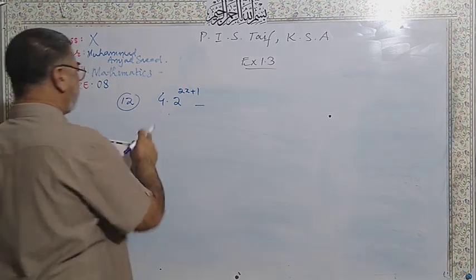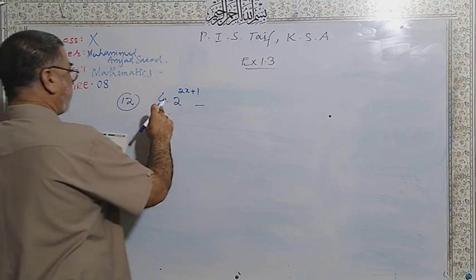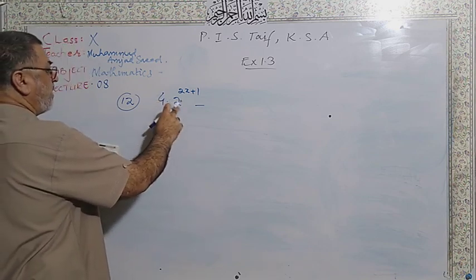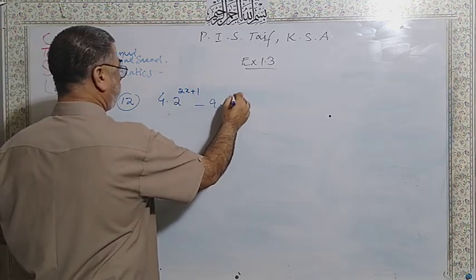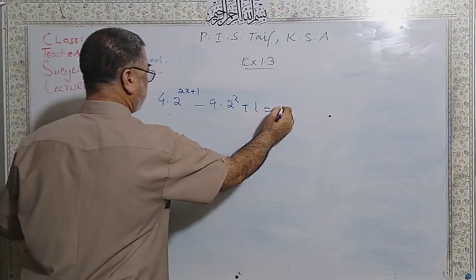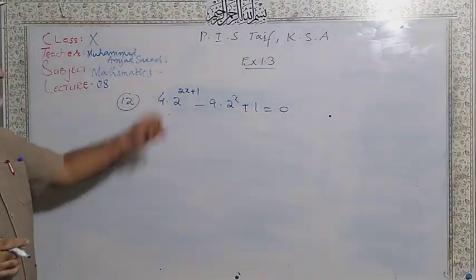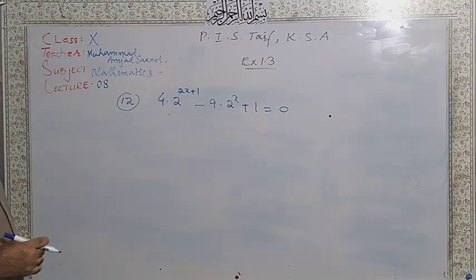4 into, this is not a decimal, this is multiplication, remember that. It is not 4.2, this is 4 multiplied by 2 power 2x plus 1, minus 9 into 2 power x, and then plus 1 is equal to 0. Dear students, you can check. We are given an exponential equation.